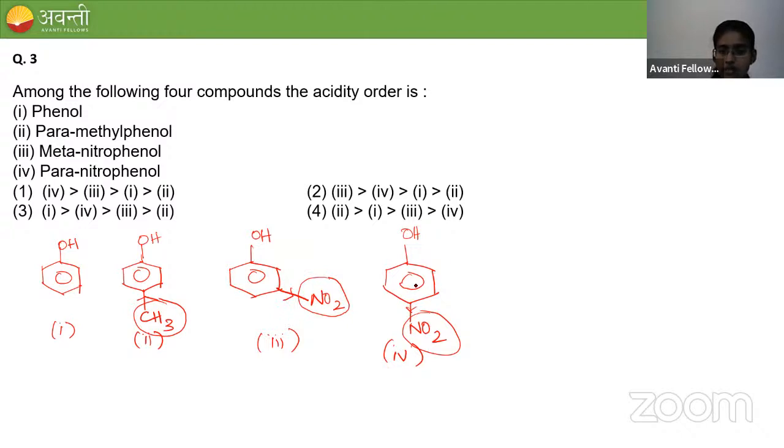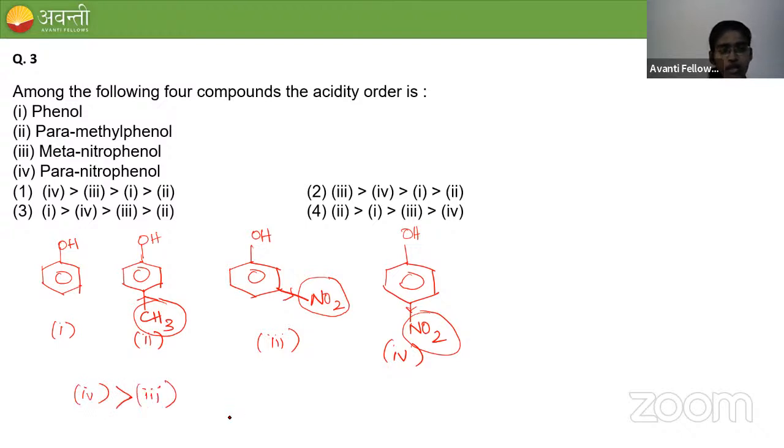Whereas in case of ortho and para, negative charge is delocalized through resonance, and attaching the electron withdrawing group on the ortho and para decreases the electron density on the ring, which becomes more acidic. So fourth compound is more acidic. Then comes the third compound.